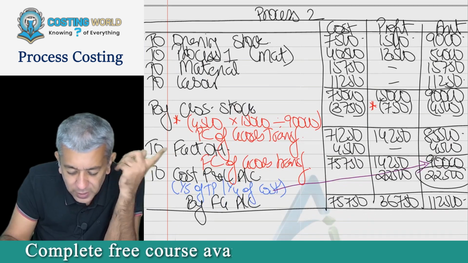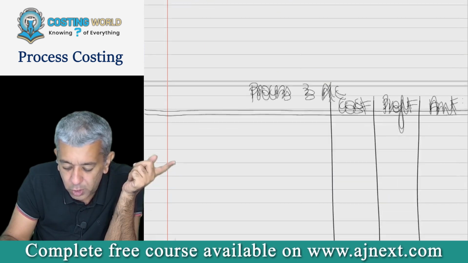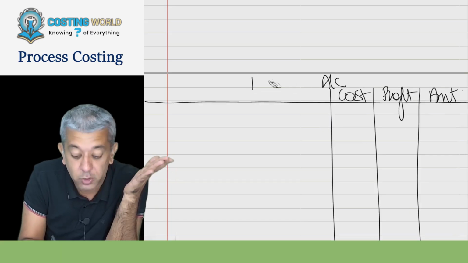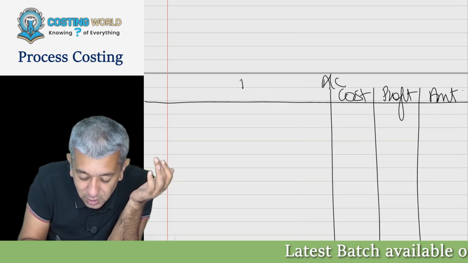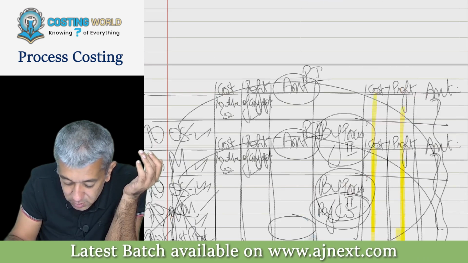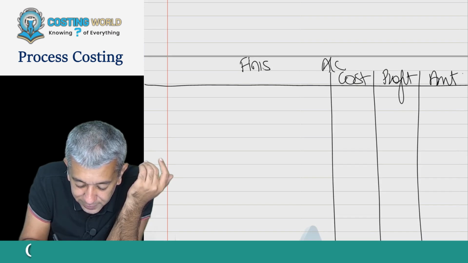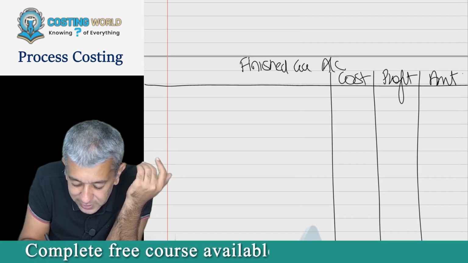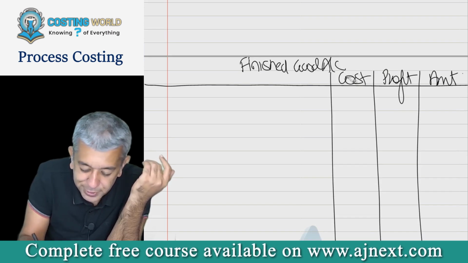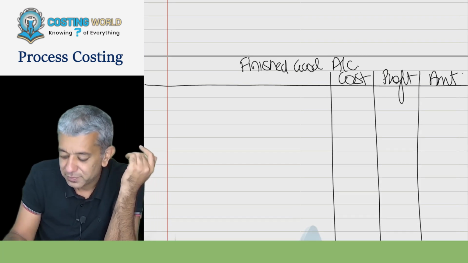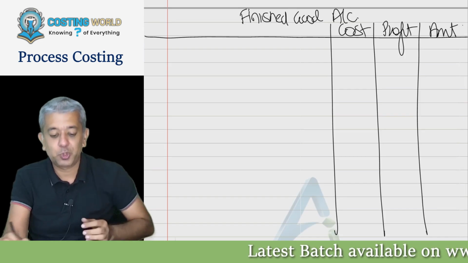So process 1 is done, process 2 is done. We are on to our last particular. Oh, yesterday you all did process 3. Sorry, this third one was finished goods department. That's why you all replied like that. What a stupid man I am. And I gave a sarcastic remark also. Write down: Finished goods account. There is no process 3 in this question.